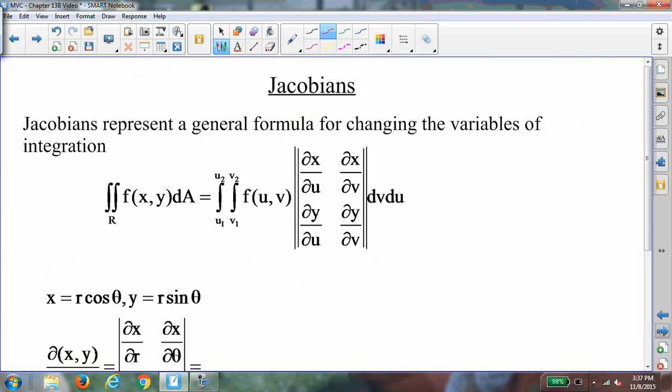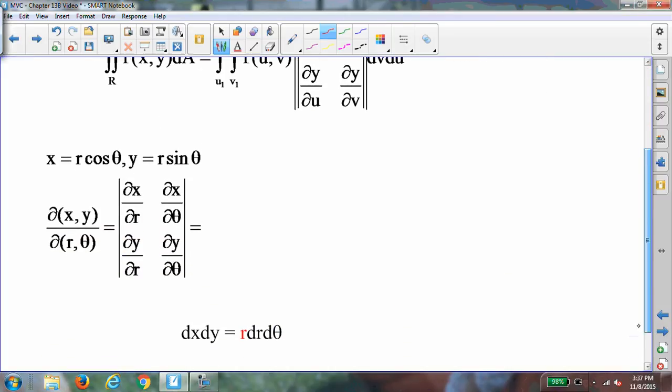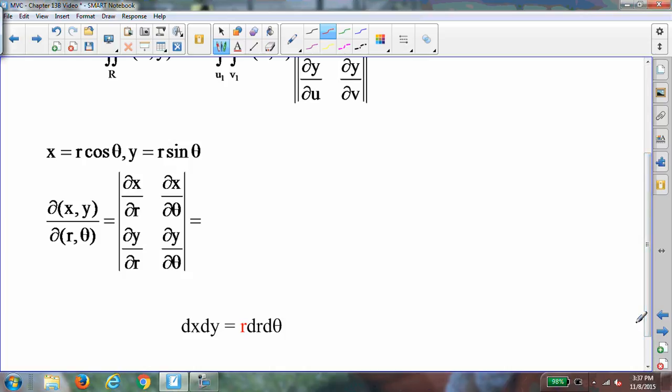The last thing I want to talk about in the second half of chapter 13 is Jacobians. So Jacobians basically represent a way to change from one set of variables to another using this matrix as a conversion tool. What I did down here was just kind of show you how it works. So let's say I have x equals r cosine theta, y equals r sine theta from our good old polar days. Then this is a Jacobian, d(x,y) over d(r,theta), and it's set up dx dr, dx d theta, dy dr, dy d theta.